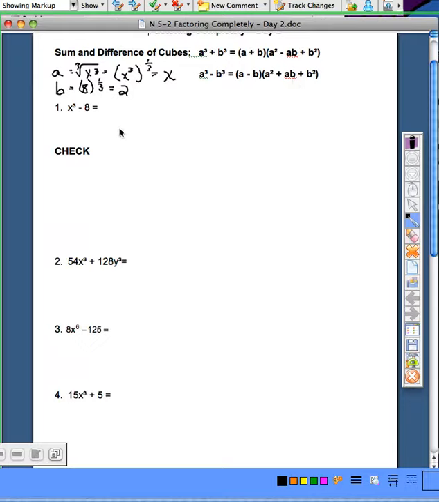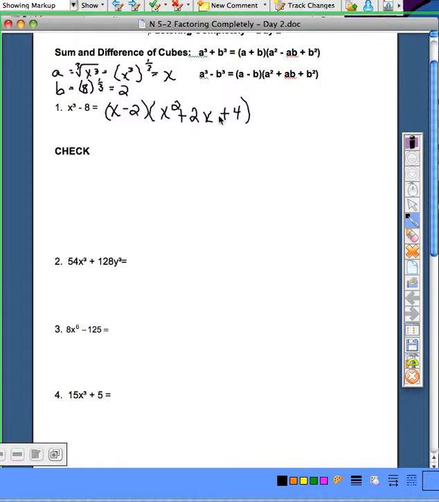If we want to factor x cubed minus 8, then I have a minus b, which in this particular problem would be x minus 2. Then we have a squared, so that's x squared for this problem, plus a times b, so that's 2x, plus b squared, which is 4. And that would be our factored difference of cubes. Now let's check it.